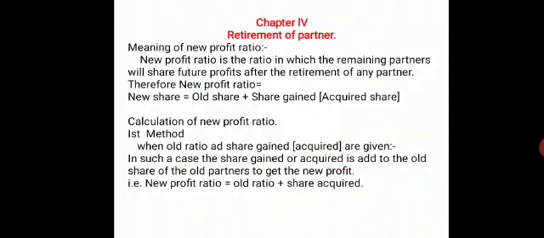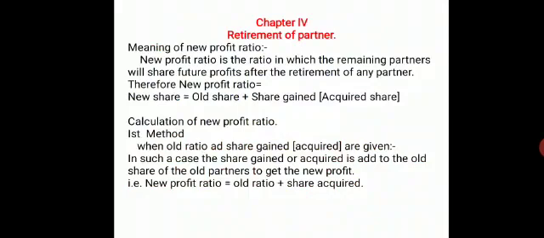What is the new profit sharing ratio? The new profit ratio is the ratio in which the remaining partners will take the future profits after the retirement of the partner. That is how they are going to get the benefit on retirement. That profit is called the new profit sharing ratio. It is calculated by the following formula: new profit share ratio is equal to old ratio plus share gained or acquired share.